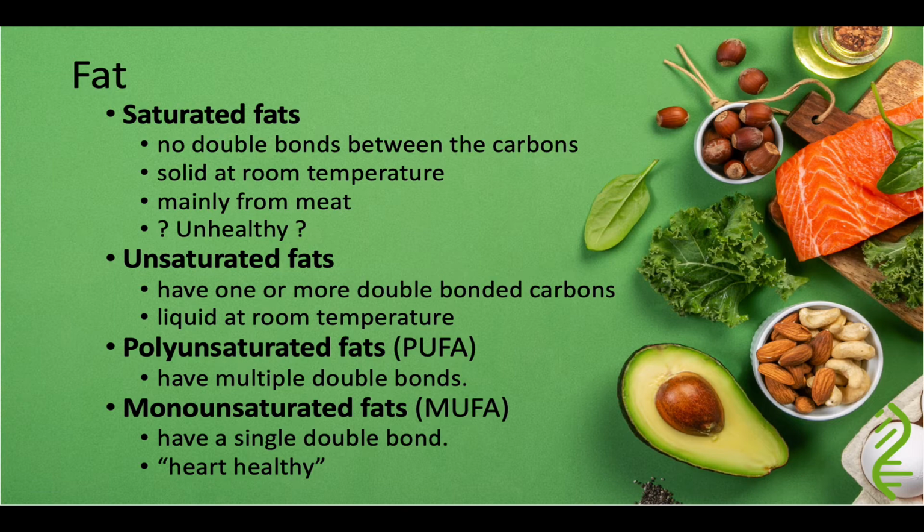Unsaturated fats have one or more double bonds, and they're liquid at room temperature. And then you've got polyunsaturated, which have multiple double bonds, or monounsaturated, which have a single double bond. The monounsaturated, we tend to think about as the heart-healthy fats, right? So the fats that predominate in the Mediterranean diet, so the olive oil and avocado.